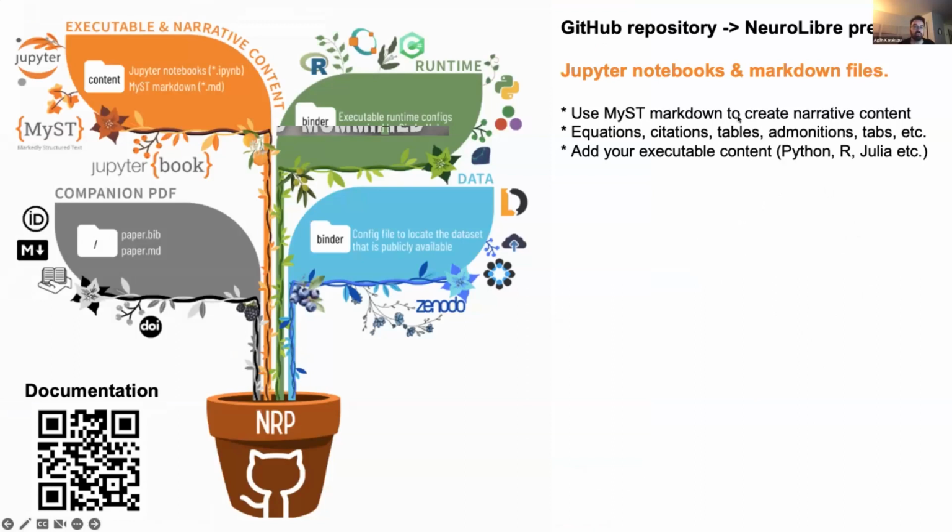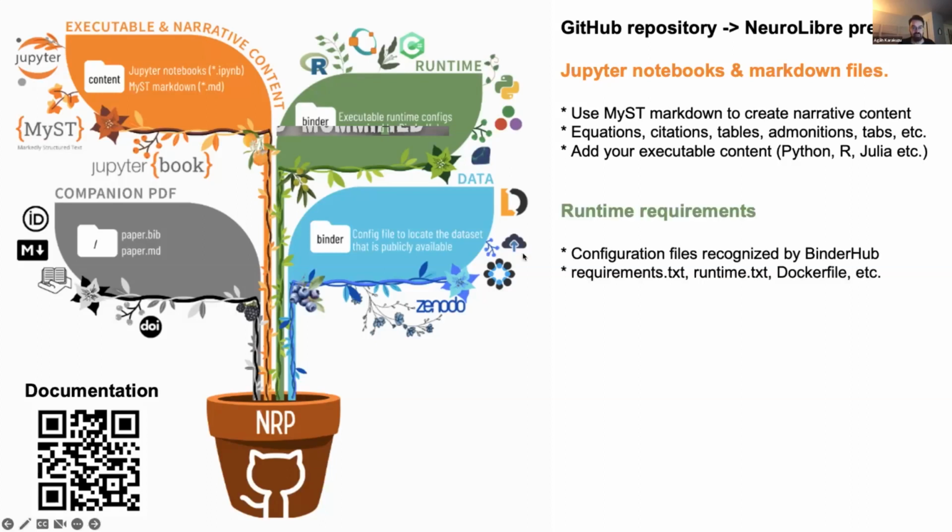First, we have Jupyter notebooks and Markdown files, and it's really important here that we highlight MyST and Jupyter Book projects that live under the roof of a community project called Executable Books. So you can use this MyST Markdown to create your narrative content. You can write equations, cite your references, add tables, admonitions, tabs, many cool web interface features that you wouldn't be able to incorporate into a PDF.